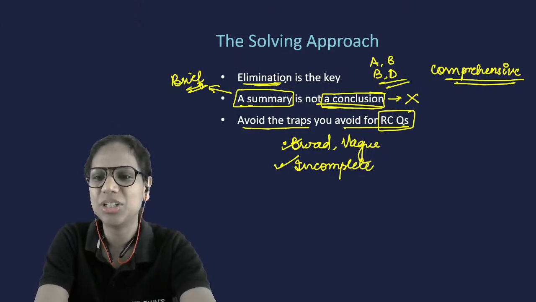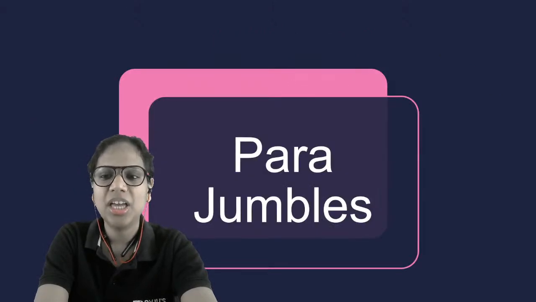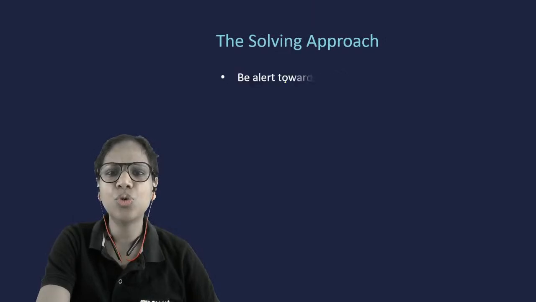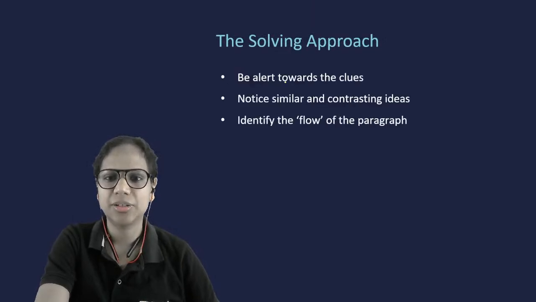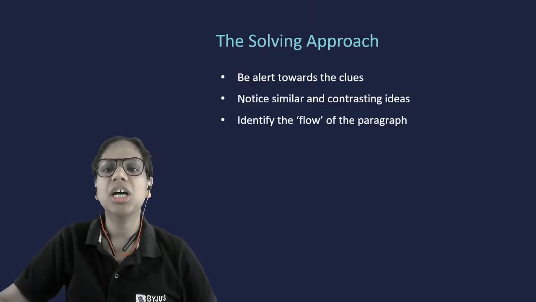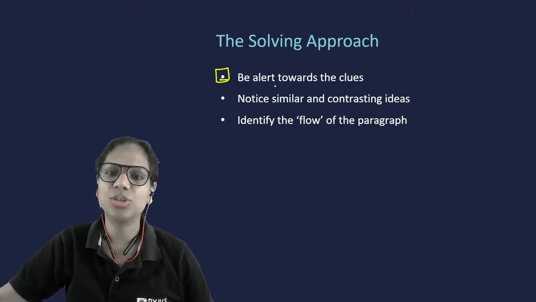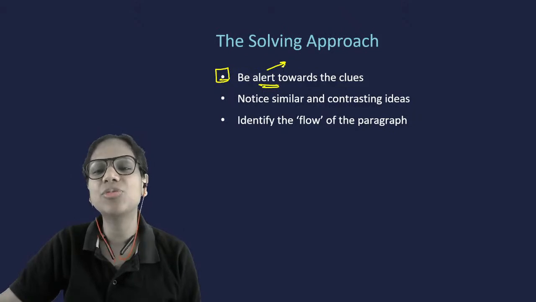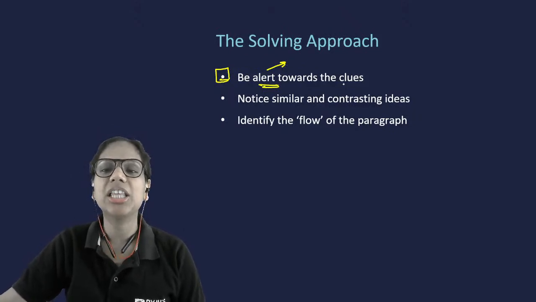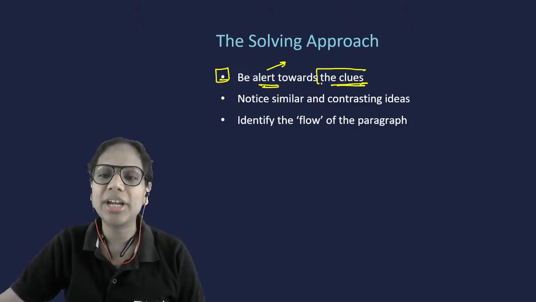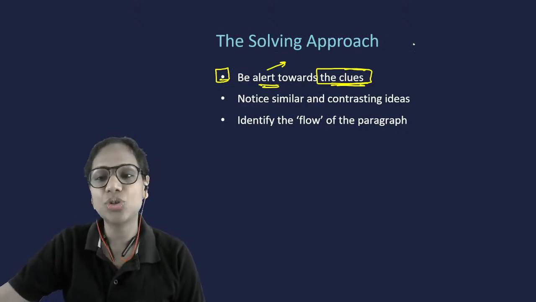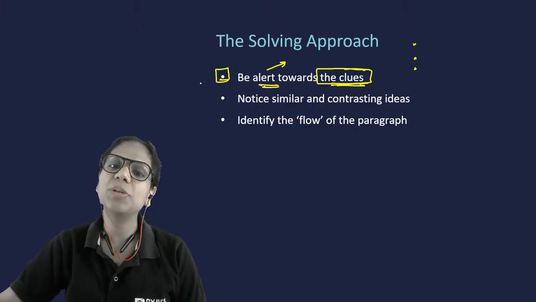Yes, para summary. Okay. Now let's talk about para jumbles. What should my solving approach be like? First things first, you have to be alert towards the clues. When will that happen? When you read with concentration. A lot of times, students read superficially, therefore they are not able to identify many of the clues, and they skip many of the transition words that actually help them make connections. So please don't do that.